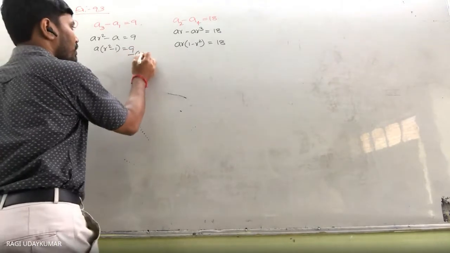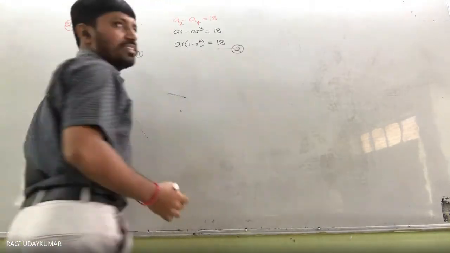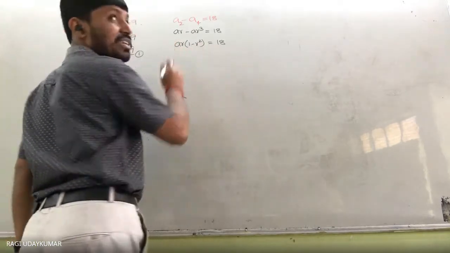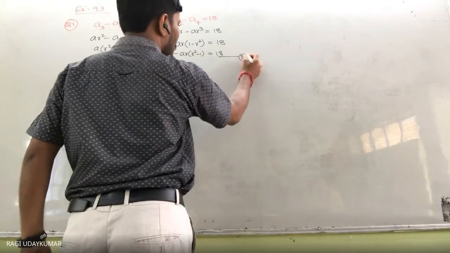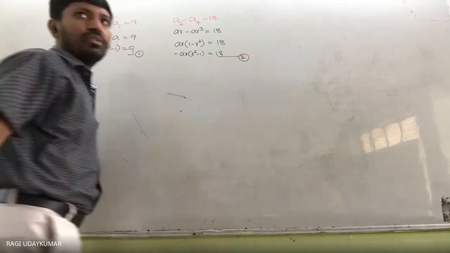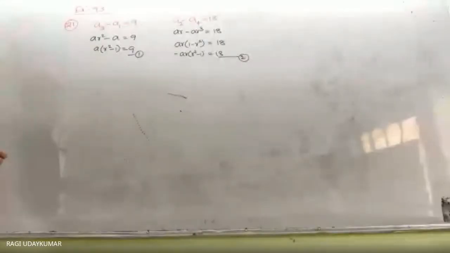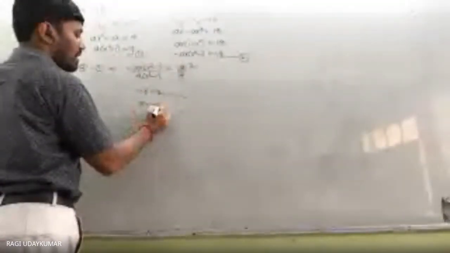Consider this equation number 1, and this equation number 2. Or otherwise, take the minus common: minus AR into r square minus 1 is equal to 18, equation number 2. Divide 2 by 1: minus AR into r square minus 1 is equal to 18 by a into r square minus 1 by 9. So a will get cancelled, minus r is equal to 2, r equals minus 2.